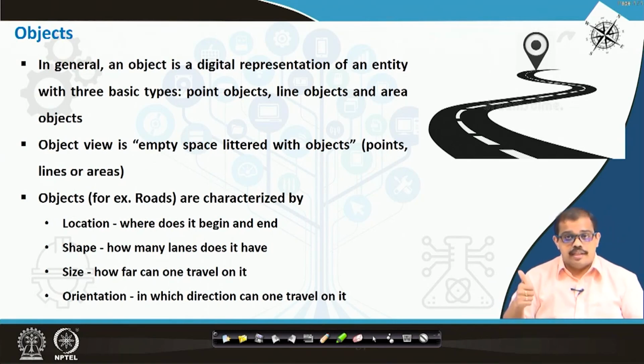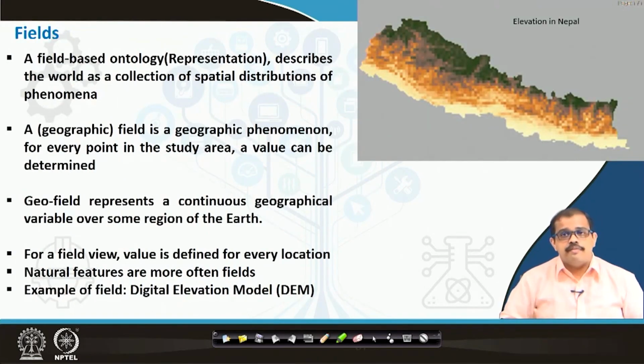Then you have orientation, in which direction one can travel. That direction is extremely important in case you are trying to find out the route structure in the entire database. If you are trying to give the distance, or give a route, you need to give the orientation, otherwise you will not be able to tell the user that this is the route to take to go to this place. Okay. So similarly we have fields.